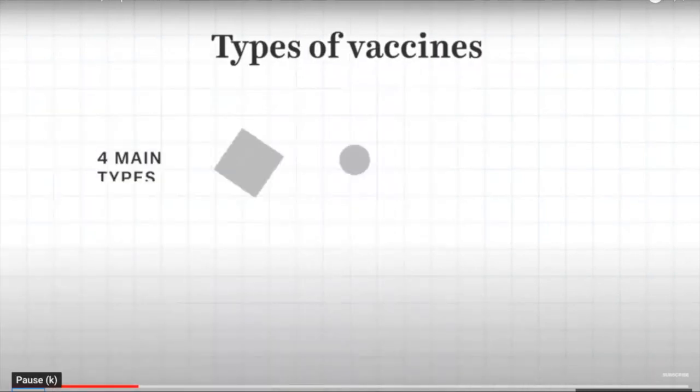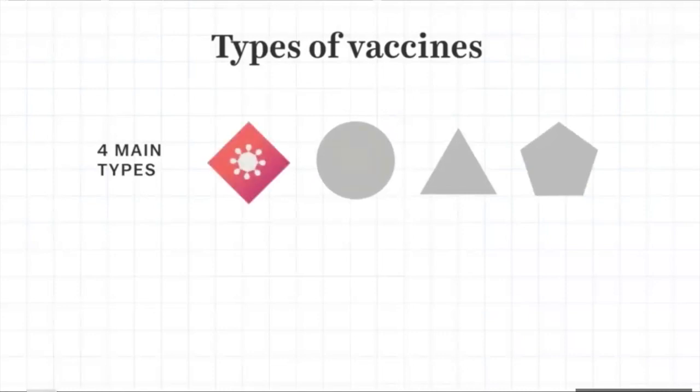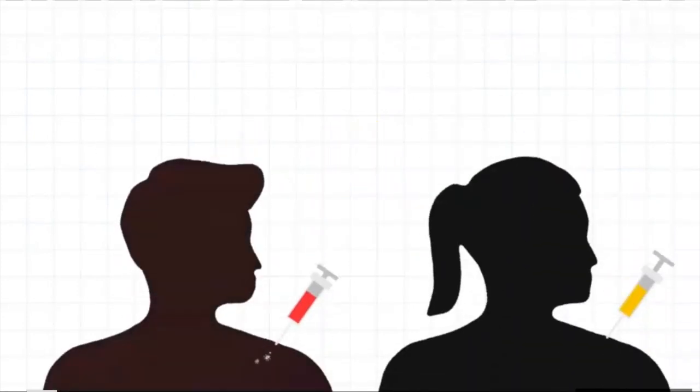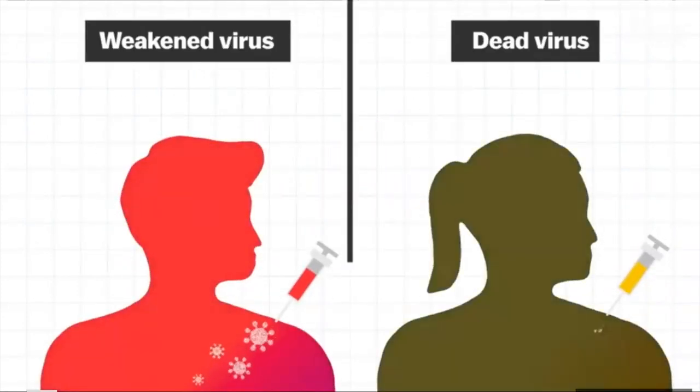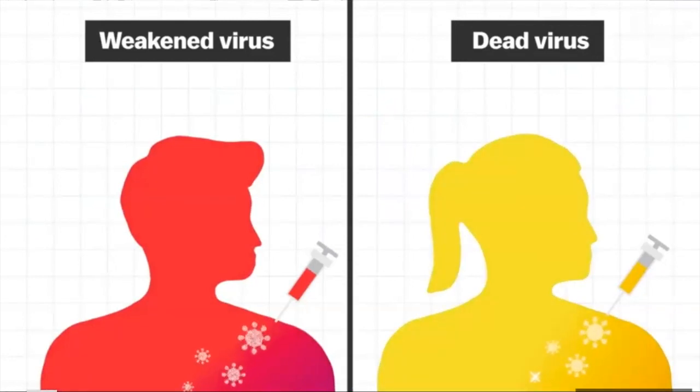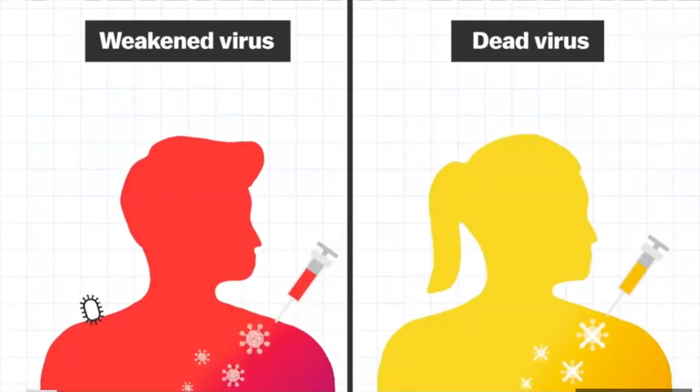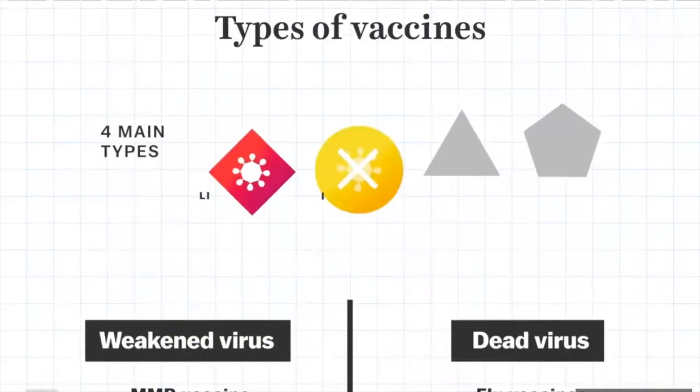Vaccines teach your immune system how to respond to a threat. And traditionally, there have been 4 ways to do this. The 2 most common types of vaccines work by exposing you to a weakened or dead version of a virus or bacteria. The weakened virus won't make you sick, but it will teach your body how to fight the real thing if you're exposed to it later on. This is how the measles and annual flu vaccines work.